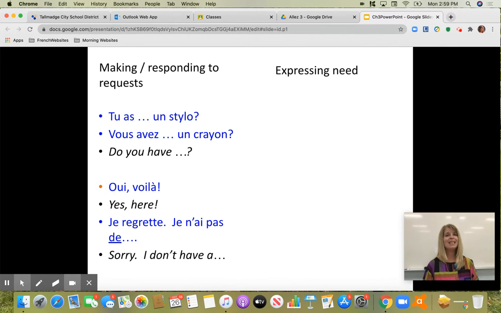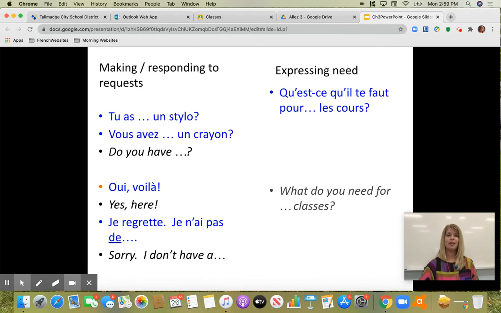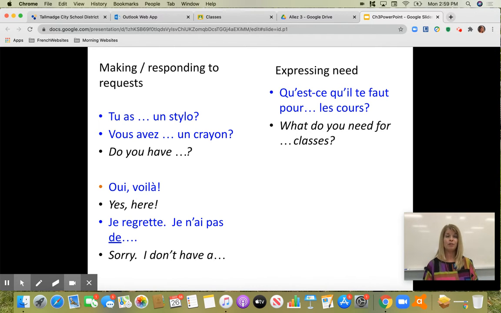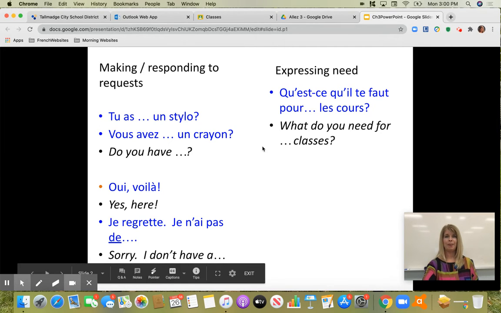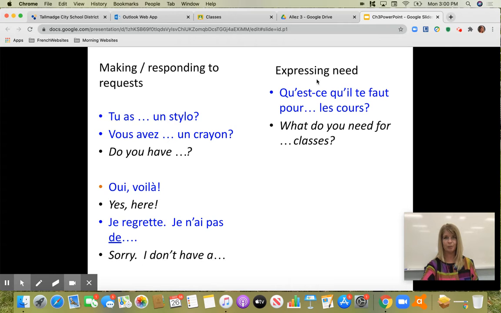Okay. The next thing we want to do is express need. So you might want to ask, what do you need for different classes that we learned in the last chapter? What is qu'est-ce que? Répétez, qu'est-ce que? Here's the actual word what, que. Est-ce que just lets the person know that it's a question, and you put it together, qu'est-ce que. Qu'est-ce que means what. Il te faut is an expression that doesn't translate well. So you just know that il te faut means you need.